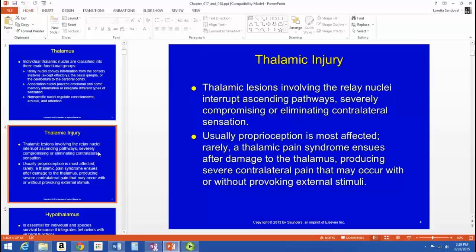There's a rare thalamic pain syndrome that happens after damage to the thalamus that produces severe contralateral pain with or without provoking external stimuli. So that's pretty uncommon, but it does happen. So that's possible with a thalamic injury.